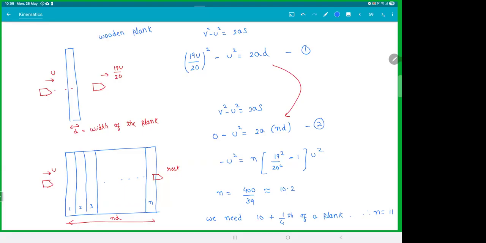Are you clear with this? So you write the equation v square minus u square is 2as for one plank, and you write it for n planks. Since it is the same wooden plank, and you said constant deceleration, we can assume a is the same. The width will be nd. Any doubts on this? All clear with this? It's a decent question, a little different, not really tough. Any doubts? Yukti, got it. Going ahead. Karthik, going ahead. Next one.